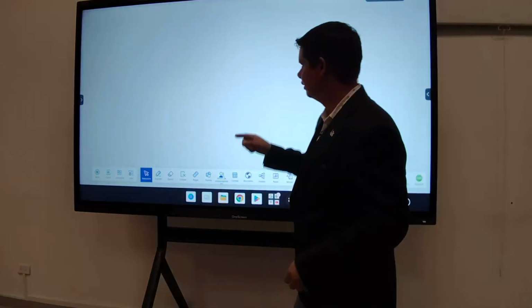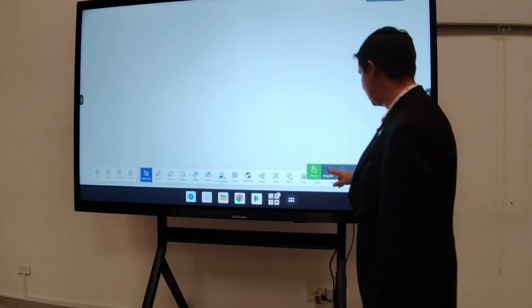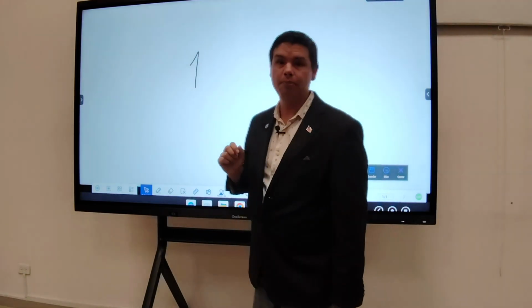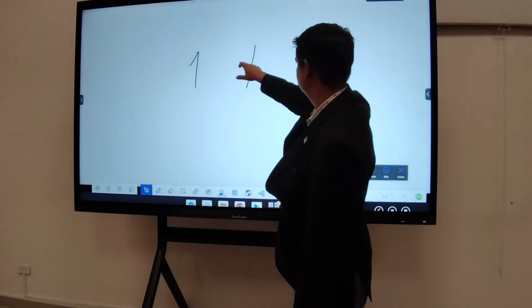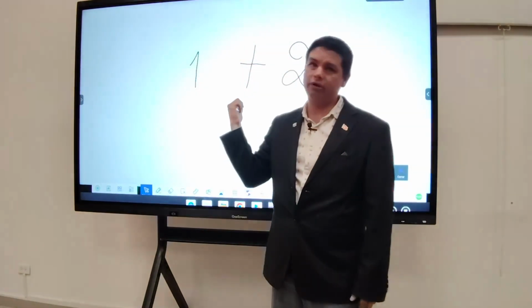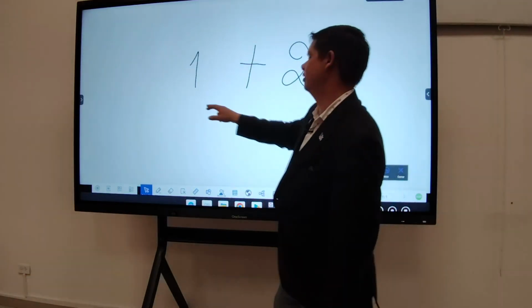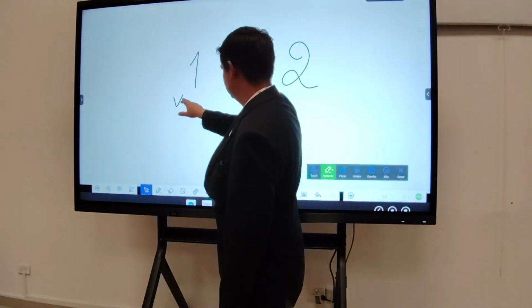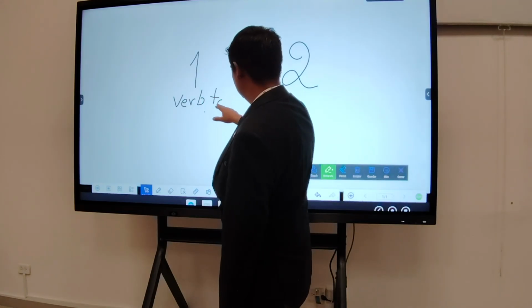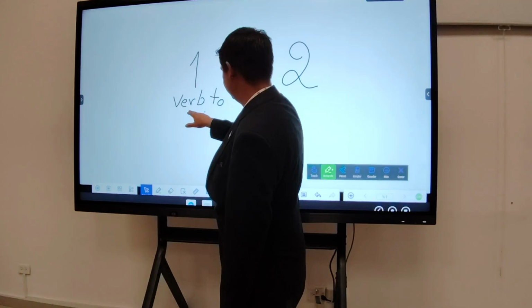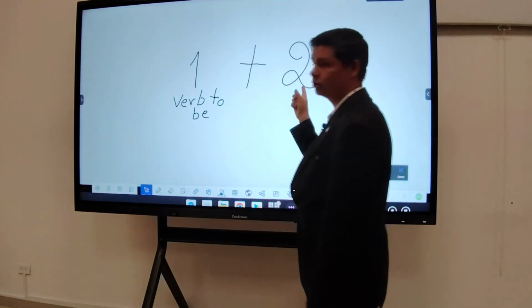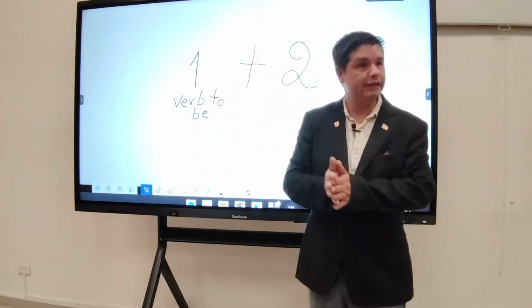So here we have the element number 1. So this is 1 plus 2. What is in the present progressive element number 1? The verb to be, and the verb to be conjugated in the present. So verb to be plus 2, the verbs with ing.